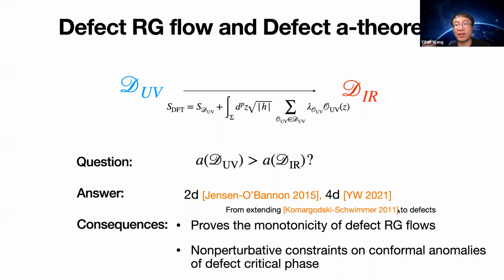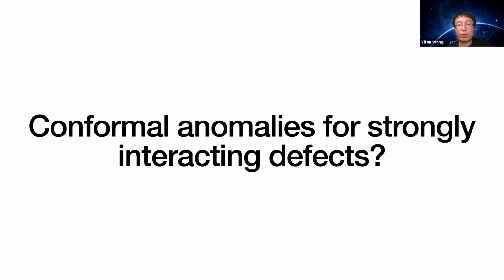So it tells you that among the possible candidate IR conformal defects you can come up with, they must satisfy the relation that their defect conformal anomaly is smaller than that of the UV conformal defect. But to make use of this nonperturbative tool in practice, we need some way to estimate the conformal anomaly of these candidate IR conformal defects that are not described by some free theory with, like, Dirichlet or Neumann boundary conditions.